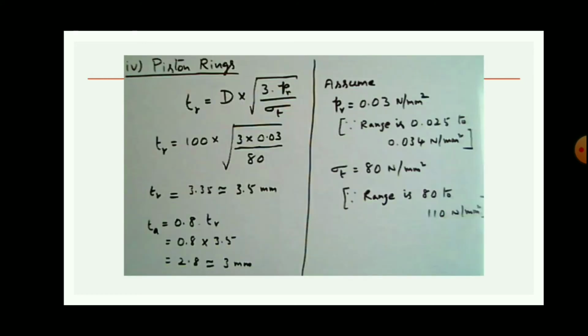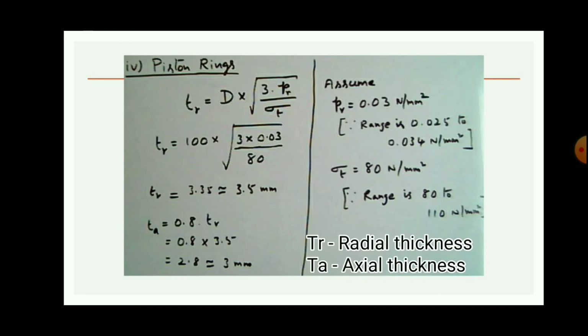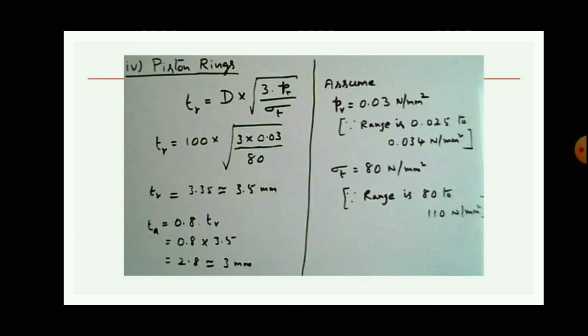Next is piston rings. Here also we are going to calculate the thickness only. TR is equal to D into square root of 3 into P max by sigma T, and after substituting we will be able to calculate the thickness. And TA is the axial thickness. TA is equal to 0.8 into TB, a formula which is actually given in the data book. From that we will be able to calculate it, and the PV and sigma T will be taken from the data book itself for cast iron.